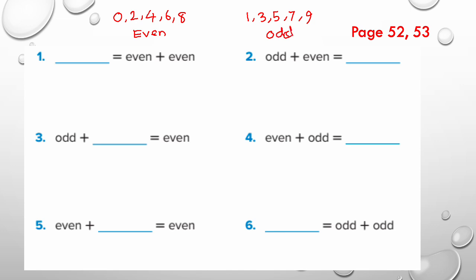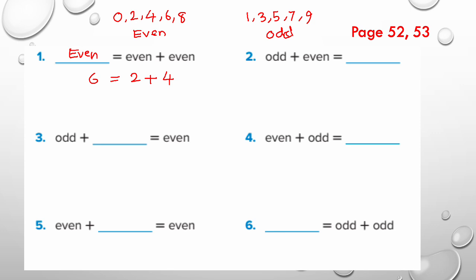Now you can see questions like this. A number something is missing equals even plus even. So you can check with some numbers. You can select an even number from here. So 2 is an even number, plus 4 is an even number. So 2 plus 4 equals 6, which is an even number. So even number plus even number will be always even number.